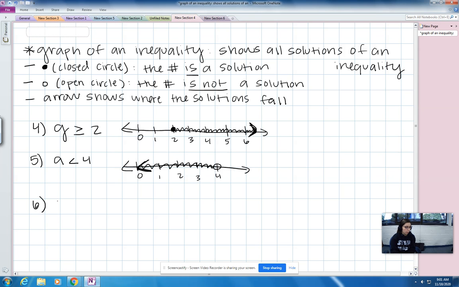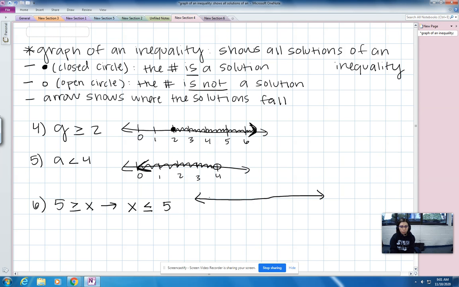Number 6, we have 5 is greater than or equal to x. Okay, so this one, before I do this one, I'm going to flip it around because I want my variable to come first, right? In the first two, the variable came first, so let's flip it around. So if I put x here, we still want the 5 to be the one the alligator's eating, so we're going to just flip the symbol as well. So now it says x is less than or equal to 5.